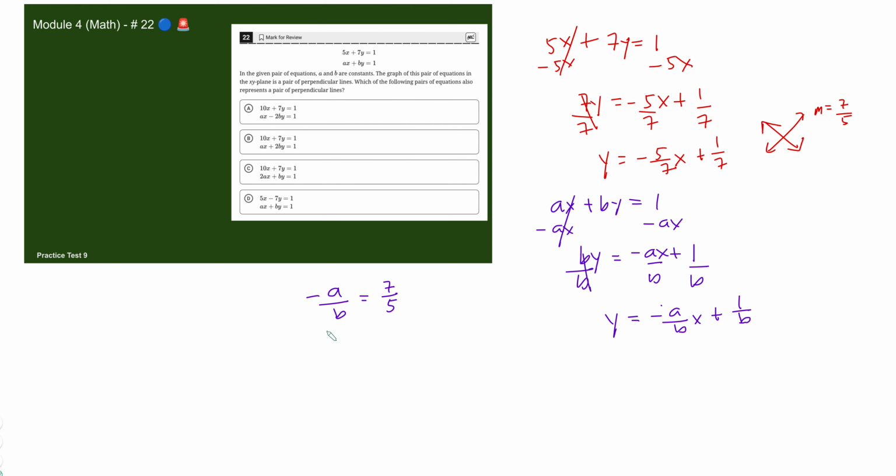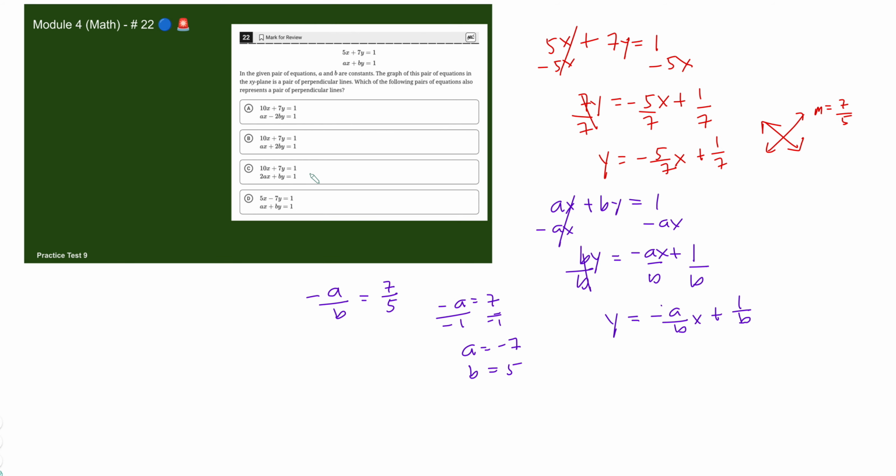All right, so let's make -A equal to 7. Dividing by -1, A equals -7, and then B equals 5. Okay, so I notice up here, 10x plus 7y equals 1, that's in most of these equations. So what if we plug in A equal to -7 and B equal to 5 into all of these equations, and we can see which ones are perpendicular.